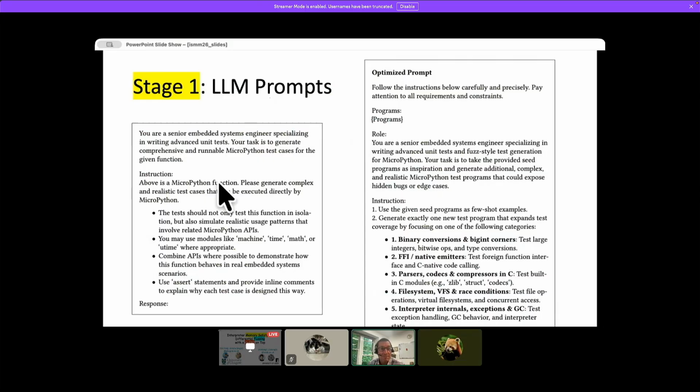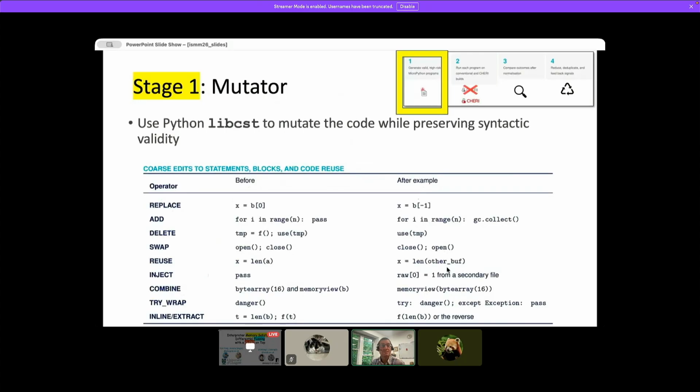Here we go, look. Here is a MicroPython function, generate some test cases for it. And then that prompt gets optimized and evolved, and it ends up like this. So you can see this is a more detailed prompt here. And this is what we use to generate our MicroPython test cases. And then we mutate them using the standard kind of fuzzing operators that you'll see if you've done fuzzing for yourself, that somehow evolve, mutate the source code in ways that are going to do interesting things, hopefully.